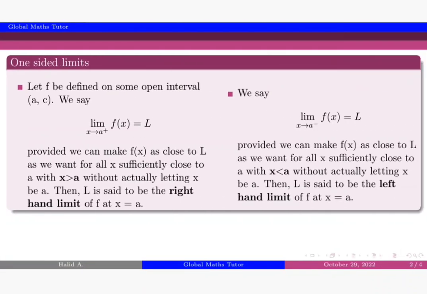In the same way, we say that the limit of f of x as x approaches a from the negative side is equal to L if f of x approaches L as x gets nearer and nearer to a from the negative side, or we consider x less than a. And we say that L is the left-hand limit of f at x equal to a.